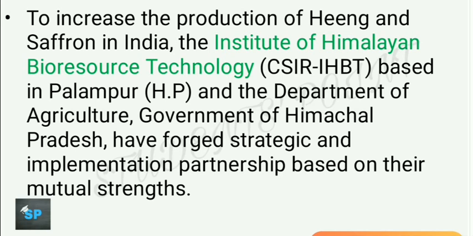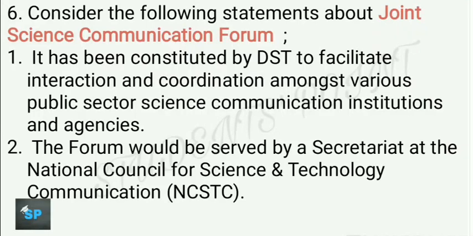And recently, to increase the production of Hing and saffron in India, the Institute of Himalayan Bioresource Technology, based in Palampur, Himachal Pradesh, and the Department of Agriculture of Government of Himachal Pradesh have taken strategic steps and implementation of partnership based on their mutual strengths. So now the government is trying to increase the production of Hing and saffron so that imports can be reduced and these essentials can be produced in the country itself.